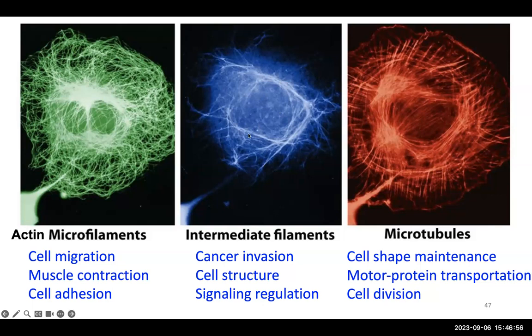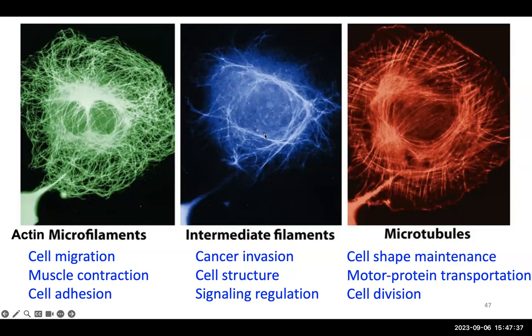The second one is the intermediate filament. This intermediate filament actually is both a structural element and also a functional element. In terms of the structure, this intermediate filament can anchor to the membrane and help to hold the cell in its location in the tissue, and give rise to the cell structure. It can also help the signal transduction.